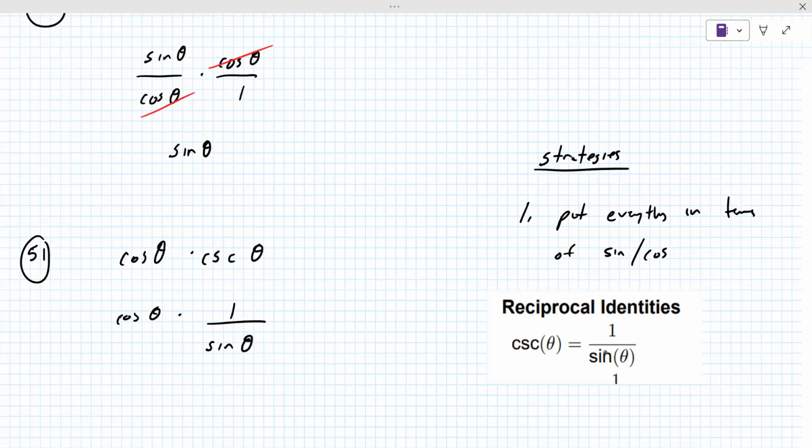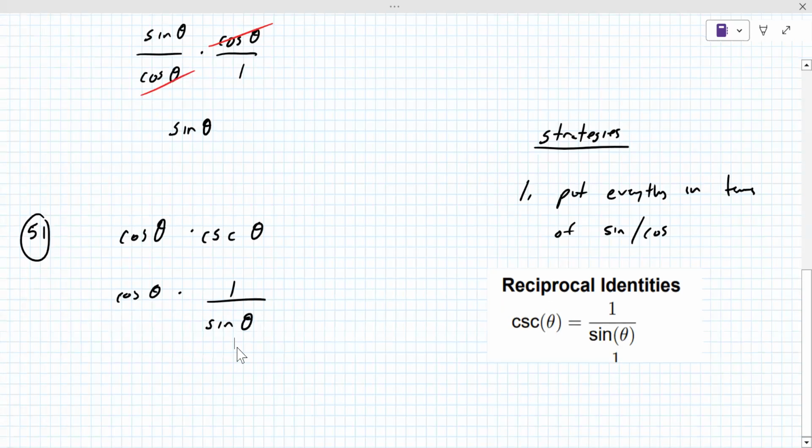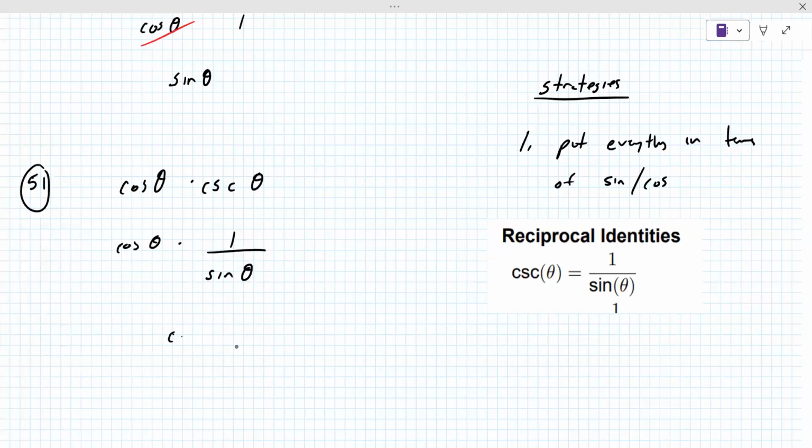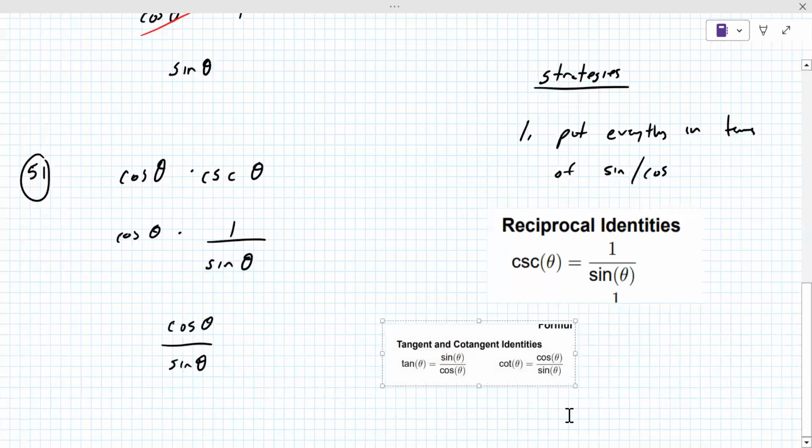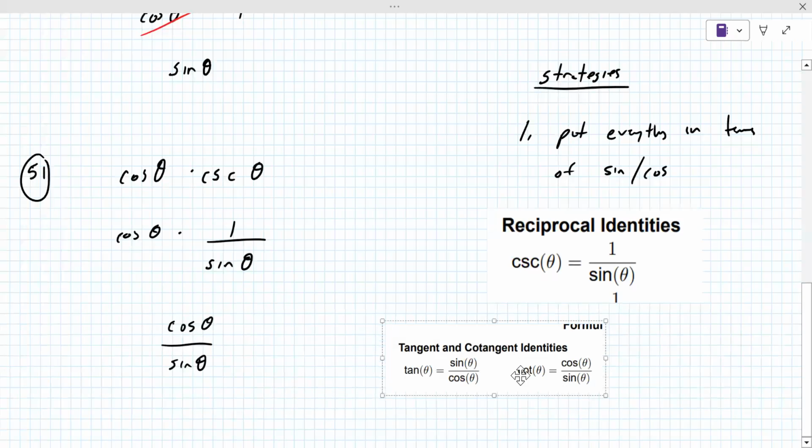Now you're left with something that maybe doesn't look any better, right? Cosine, okay, 1 over sine, not great, but you multiply the top, cosine theta over sine theta, and then you're supposed to say, oh, I've seen that before. And that's where this comes in. You're like, oh, that's really cotangent.